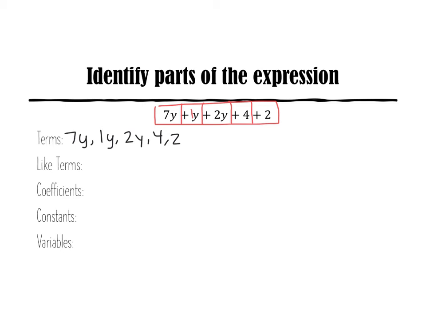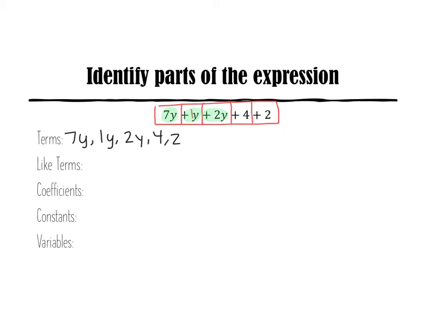Like terms is where I like to use my highlighters and highlight different things. Remember, a like term has to have the same letter or variable, and it has to be raised to the same power. So if I look, 7y has a like term, 1y, and also 2y. Those are all like terms. Okay, they can be combined, which we're not doing right now. We're just identifying that they are the same.